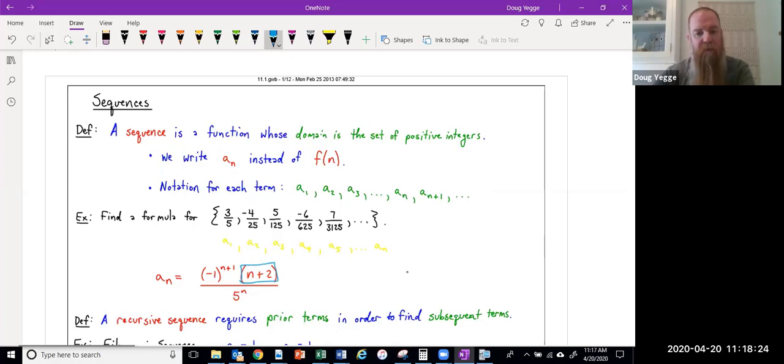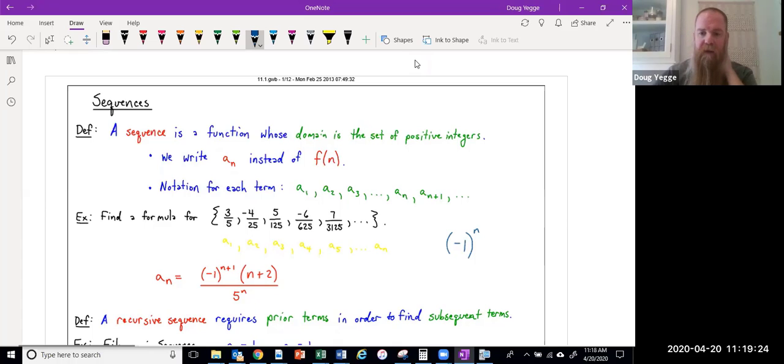So we've handled the n plus 2 part, we've handled the 5n part. Now we've got to figure out how we can change from negative to positive. There's a very particular way to cause terms to change from positive to negative. And the way that happens is that anytime you see the terms alternate from positive to negative, you just take -1 and raise it to a power. So let's just think about what that does.